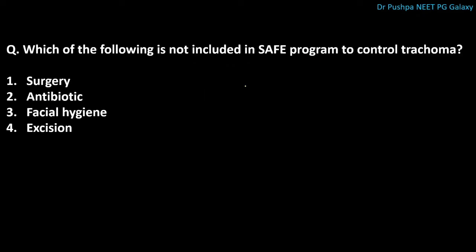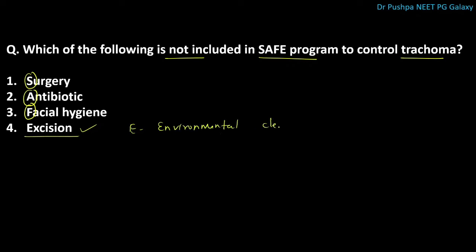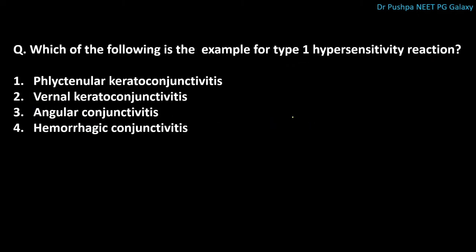Next question is, which of the following is not included in the SAFE program to control trachoma? The correct answer is excision. In this SAFE program, S means surgery, A means antibiotic, F means facial hygiene, E means environmental cleanliness.